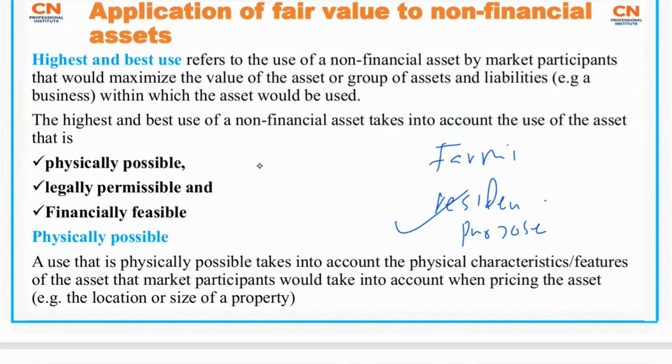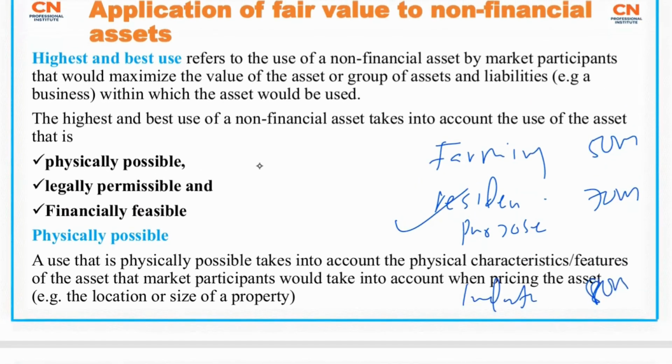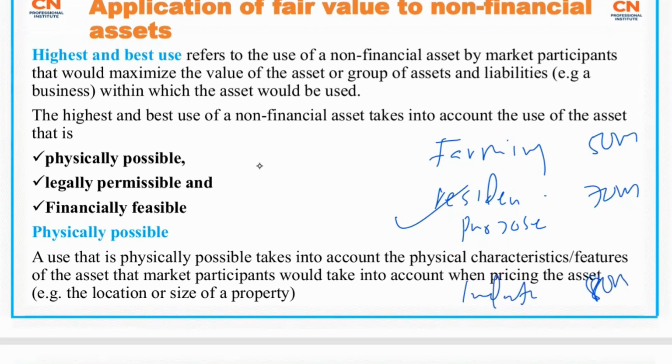So let's say if you are using the land for farming, right, let's say the fair value is 50 million. For residential purposes, 70 million. And then for industrial purposes, 80 million. You see, here the highest and best use will be 80 million, which is this one. And therefore, that is the fair value. So for farming, 50 million, for residential purposes, 70 million, for industrial, 80 million. So the highest and best use is the 80 million, which is industrial. So that becomes the fair value.